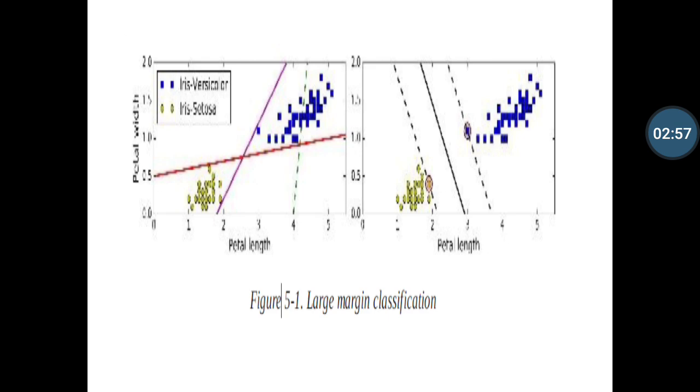You can see in the slide a large margin classification described as a graph. The x-axis is petal length and the y-axis is petal width. The blue line represents iris versicolor, which is defined as a dashed line, and the iris setosa in yellow is defined as a solid line. You can see this in the slide.